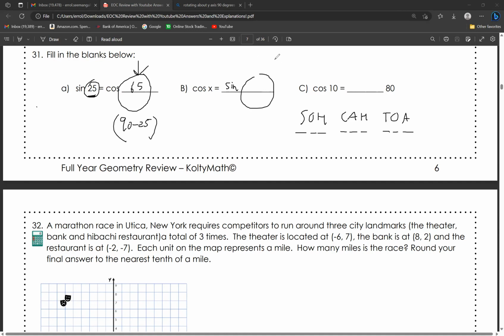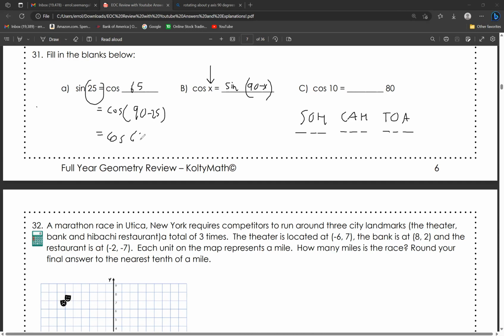So same idea on B. 90 minus x. What would that be? This one would be just 90 minus x. If this is x right here, then this one would just be the difference, 90 minus x. Just like this one, right? This is the same thing as cos of 90 minus 25, which is 65, equals cos 65.